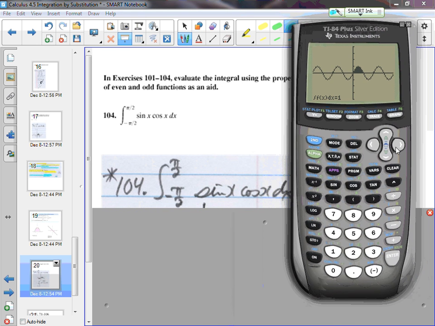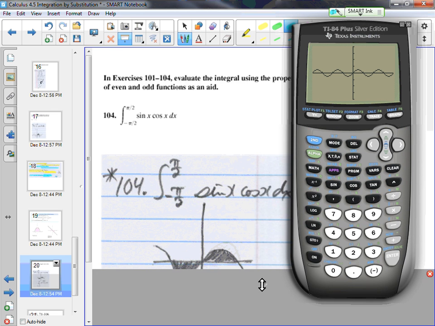All right. So another thing that we're required to be able to do on the AP test is to graph a function. So let's graph the sine of x, cosine of x, and concentrate right there around the origin. Is this an even function, an odd function, or neither? It's an odd function. So the integral from negative pi over 2 to pi over 2 is going to equal 0.